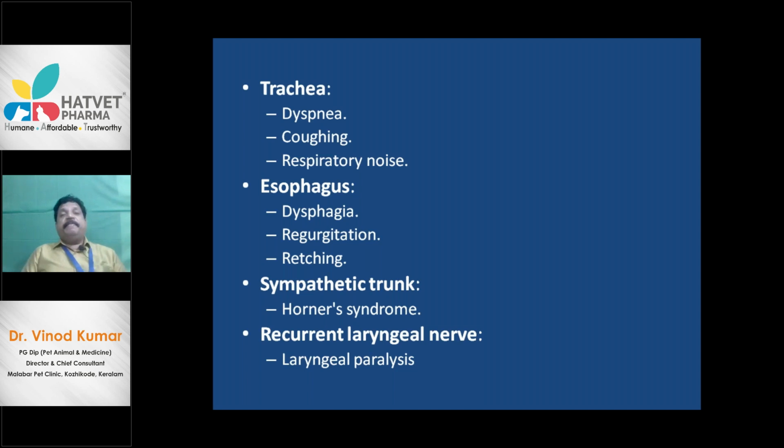If it is the trachea in the caudal mediastinum, its diameter increasing, the trachea shows dyspnea, cough, and respiratory noise. If it is the esophagus, it produces dysphagia, regurgitation, and retching. If it is the irritation of the sympathetic trunk, we have Horner syndrome and laryngeal paralysis.